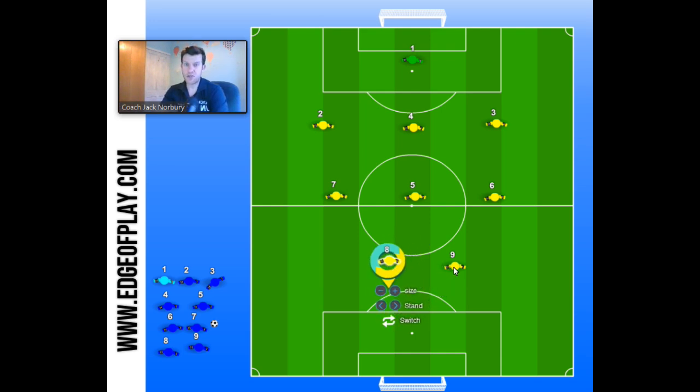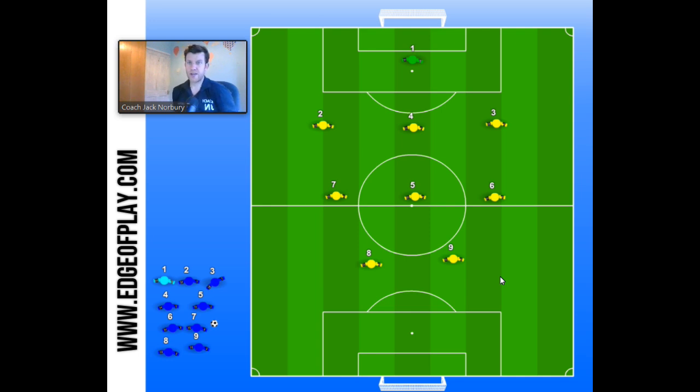Or it could be the mixture of the two doing that, one always dropping in, one making the more advanced movements. You can also be making channel runs as well to give you width in the early stages of build-up. So a nice balance overall to the team, which is why it's a popular formation for nine-a-side coaches.